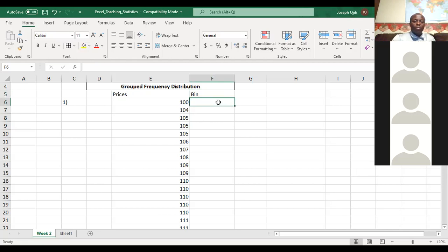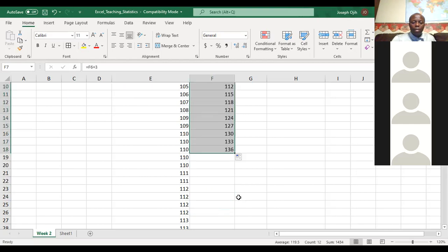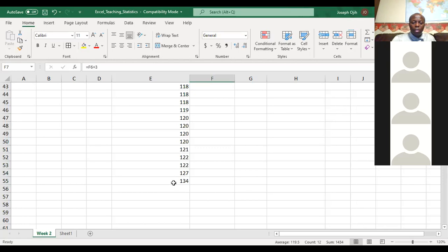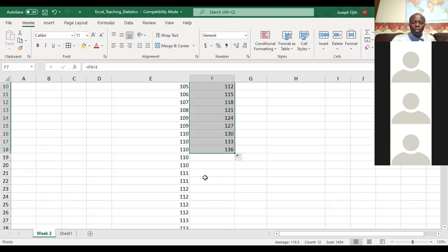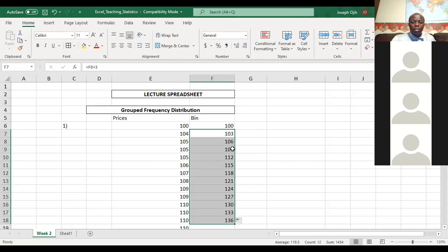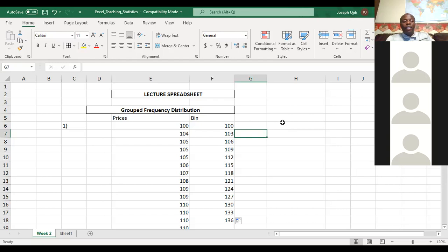I'm going to use my bin. The first one is 100. Then if I use 3, it says 100 plus 3, 100 plus 3. I keep adding 3 until I get the last number. Let me see how many it will give me. Remember, the highest is 134, and I stop at 136. With this, I can draw my frequency polygon, and even a histogram at the same time.